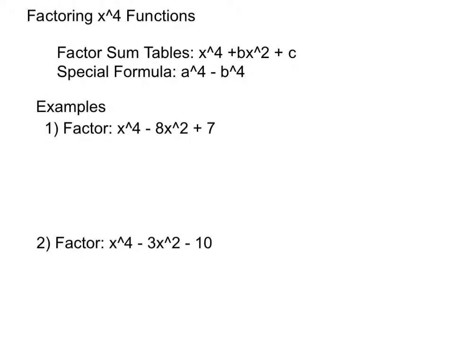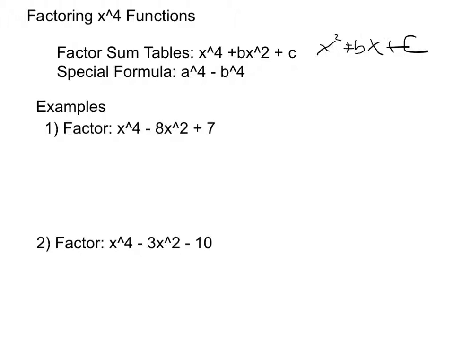Looking at one last way to factor, we can still factor if we have x to the fourth instead of x to the second. So when we have degree 4, we're going to look at two special cases. One where we have a trinomial with x to the fourth plus bx squared plus c. Notice this is very similar to having x squared plus bx plus c.